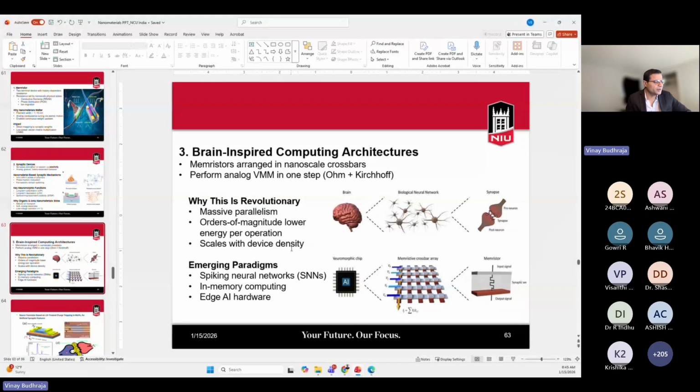The third element of neuromorphic computing is the brain-inspired computing architectures. Memristors arranged in a nanoscale crossbar perform VMM in one step. This is revolutionary because it has massive parallelism, orders of magnitude lower energy per operation, and scales with device density. It's emerging in spiking neural networks, in-memory computing, and edge AI hardware.